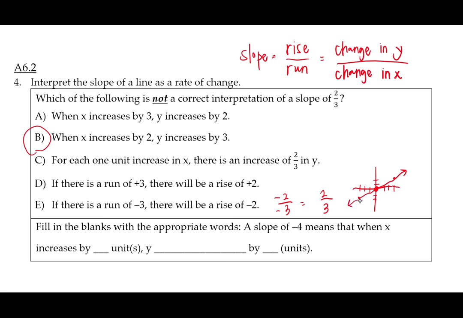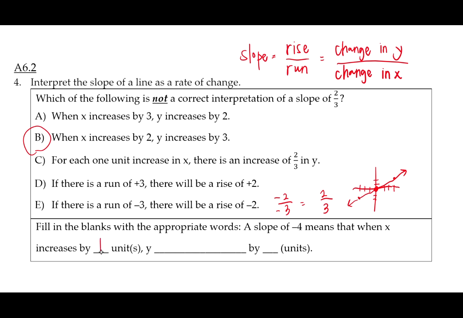Okay, our last example. Fill in the blanks with the appropriate words. A slope of -4 means that when x increases by blank units, y blank by blank units. So this is a good general interpretation of the slope. You can put the slope, whatever value is given to you, over 1. And so we can think about the change in y when x increases by 1 unit.